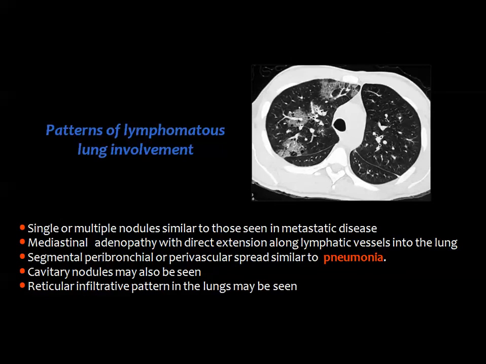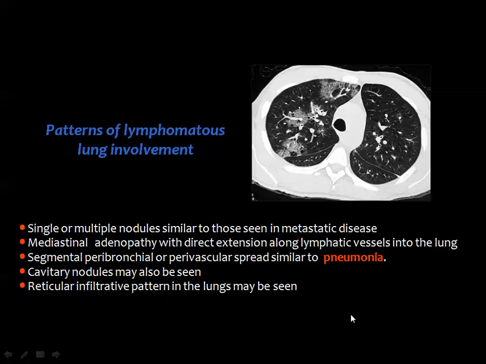They include single or multiple nodules that are similar to metastatic disease. They may present by pulmonary lesions associated with mediastinal lymphadenopathy. The most common appearance in the lung is usually similar to pneumonic patches. Some of the nodules of lymphoma may show central cavitation, and sometimes you are confronted by a reticular infiltrative pattern, which is similar to lymphangitis carcinomatosa.